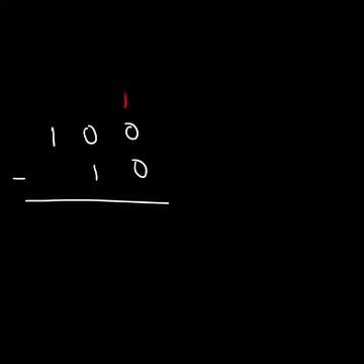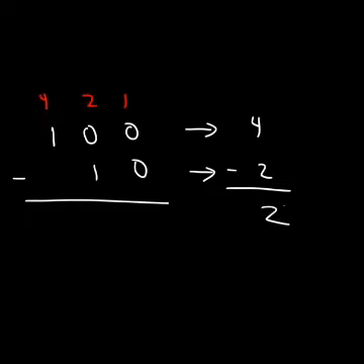Now, what if we have this situation? Let's say it's 1, 0, 0 minus 1, 0. Now, this column is for the 1s, 2s, and 4s. So 1, 0, 0 is basically 4. And 1, 0 is 2. 4 minus 2 is 2. So this is the answer we should get.